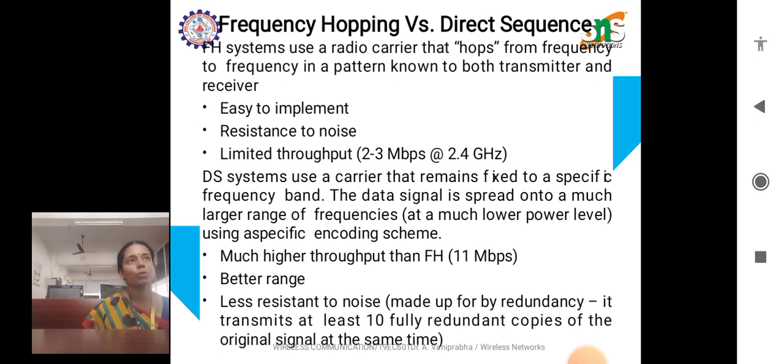Direct sequence systems use a carrier that remains fixed to a specific frequency band. The data signal is spread onto a much larger range of frequencies at a much lower power level using a specific encoding scheme. The throughput is higher than the frequency hopping method and it has a better range coverage, less resistance to noise, which is made up by the redundancy. It transmits at least 10 fully redundant copies of the original signal at the same time so as not to lose any information. Right?